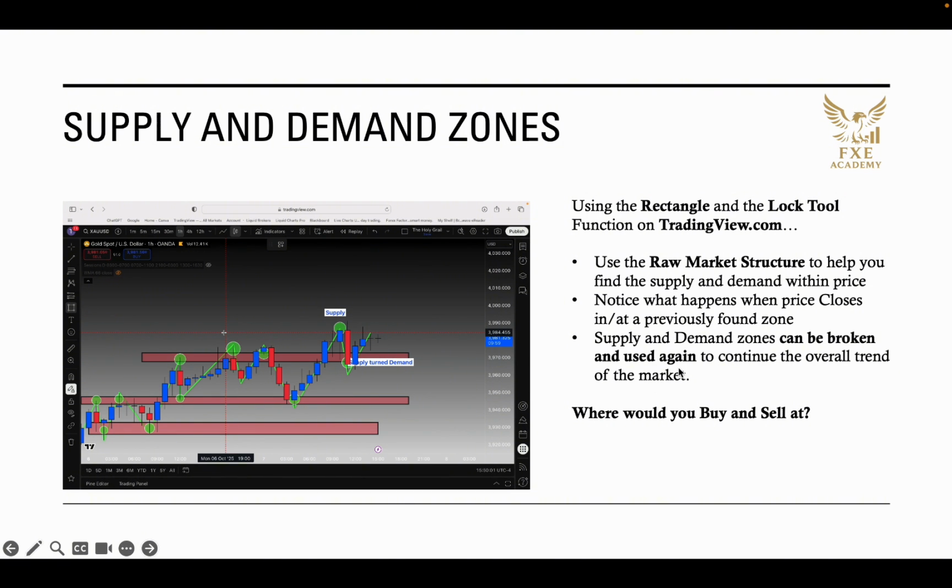You guys definitely should have got a good understanding of that. I mean, supply and demand is not complicated. And I guess I would ask you guys the same question. Where would you buy or sell at?